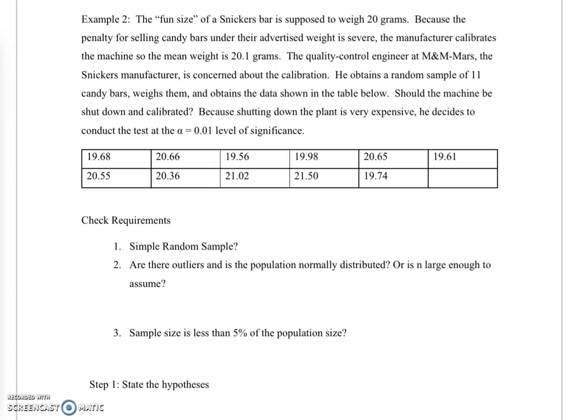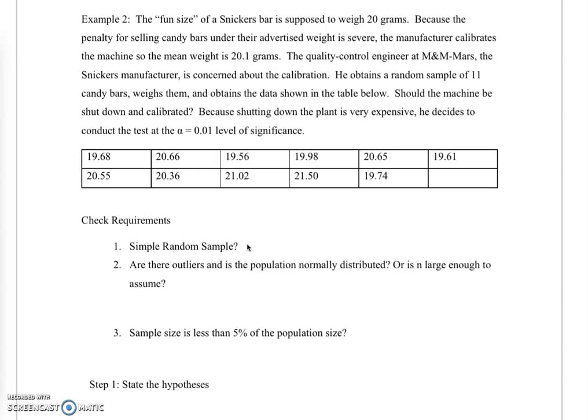So he obtains a random sample of 11 candy bars, weighs them, and obtains the data shown in the table we have below. Should the machine be shut down and recalibrated? Note, shutting down the plant is very expensive, so the quality control engineer decides to conduct the test at the alpha equals 0.01 level of significance.